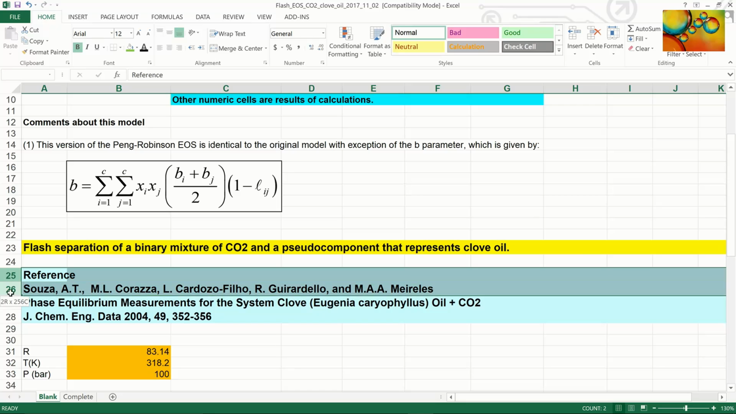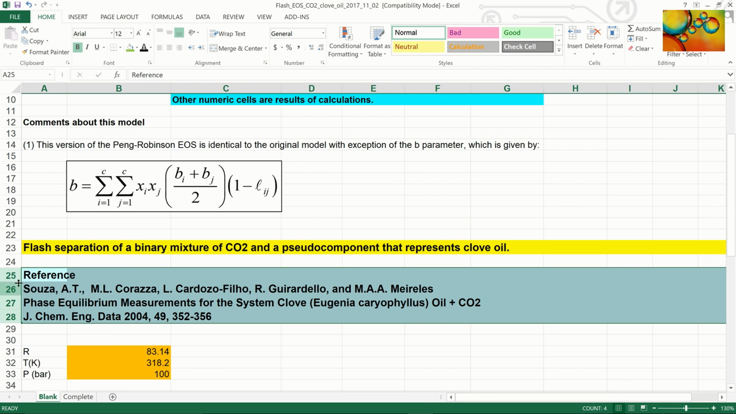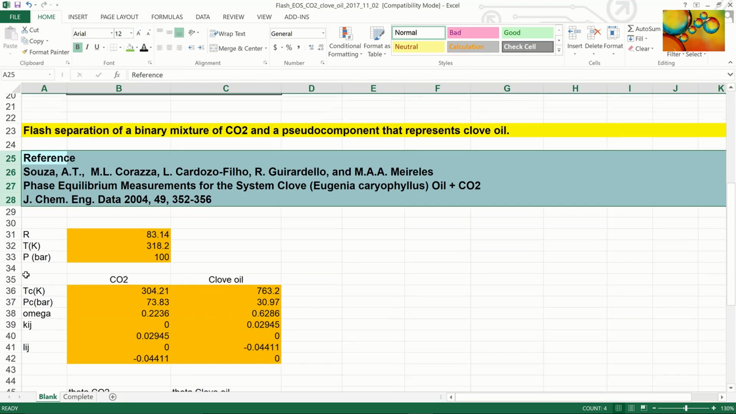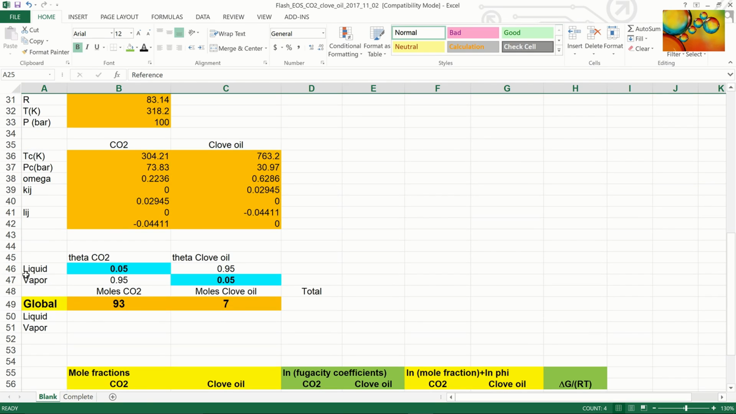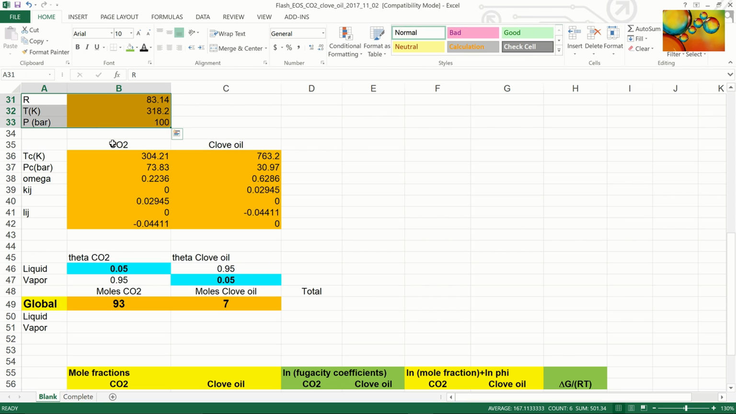This is the reference to the Journal of Chemical Engineering Data paper that motivated this example. And we have as specifications the value of the universal gas constant, the temperature and pressure of operation, the properties for CO2 and clove oil, the pure component properties, critical properties and eccentric factor, the Kij for A, the Lij for B. Here, the cells with blue backgrounds are initial estimates for theta.